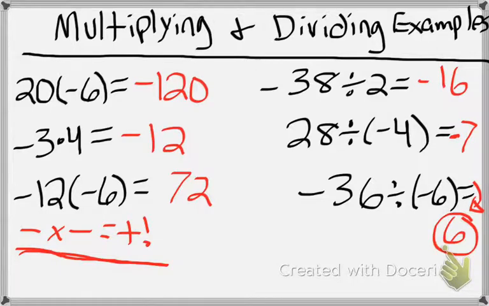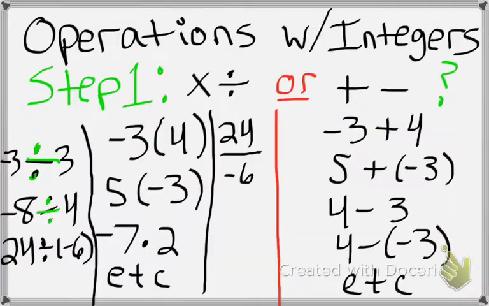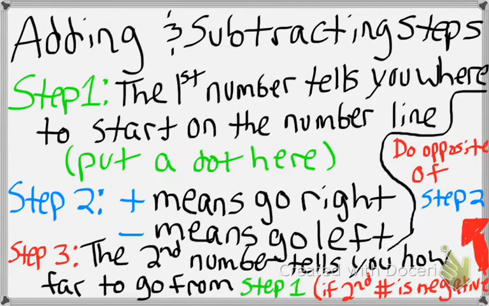I hope you went through and referred back to your steps as you were going through these questions. Alright, so now we're going to talk about adding and subtracting steps. But remember, this is only after the original step one, asking yourself, is this a multiplying and dividing question, or is this an adding and subtracting question? So if you realize it was an adding or subtracting question, we're now going to follow the steps for adding and subtracting integers. That's what we're going to do.